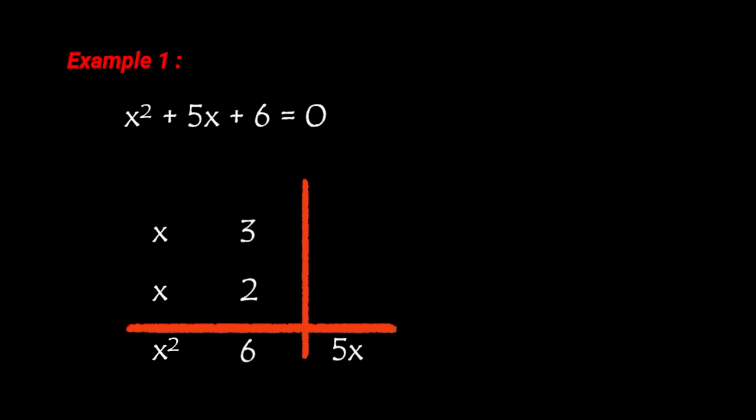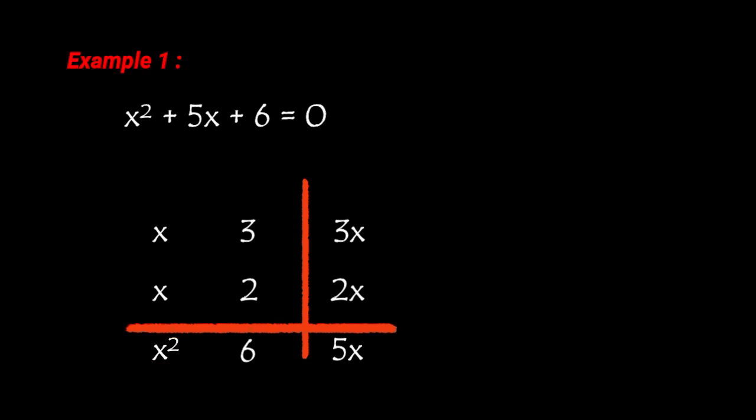Next, we have to cross multiply the two terms, positive 3 with x and positive 2 with x, which will give us on the right-hand side 3x and 2x. Next, we have to verify our answers with the terms at the bottom. So we can start from the right-hand side. 3x plus 2x going downwards gives us 5x. In the second column, positive 3 times positive 2 gives us positive 6. And in the first column, x times x gives us x squared.